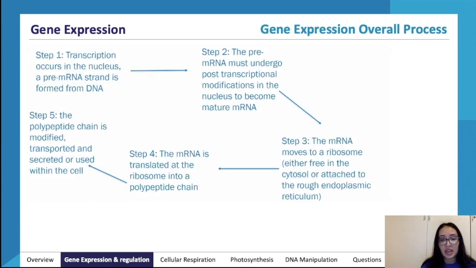So there are many different stages of gene expression. The first one is transcription, which occurs in the nucleus. So you have a pre-mRNA strand being formed from DNA. In stage 2, the pre-mRNA must undergo post-transcriptional modifications in the nucleus in order to become mature mRNA. The third step entails the mRNA moving to a ribosome. This can either be a free ribosome in the cytosol, or it can be attached to the rough ER. After this, mRNA will be translated at the ribosome into a polypeptide chain, and then finally that polypeptide chain will be modified, transported, and secreted or used within the cell.